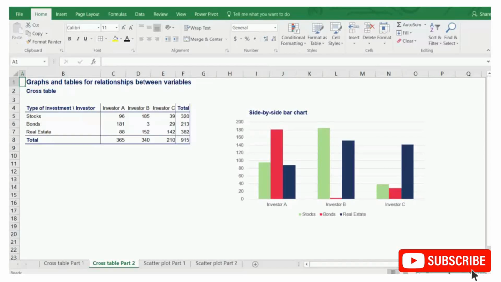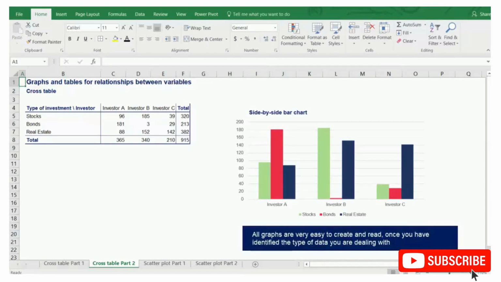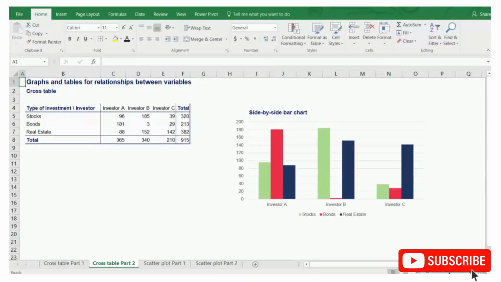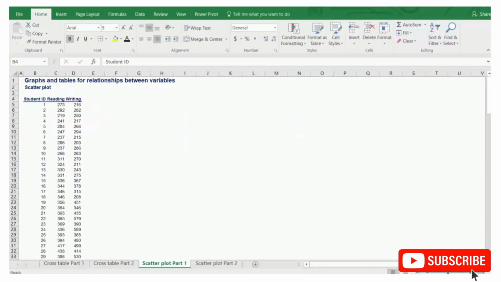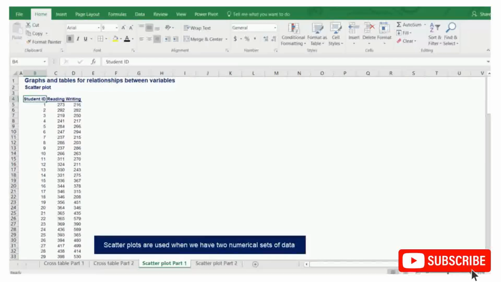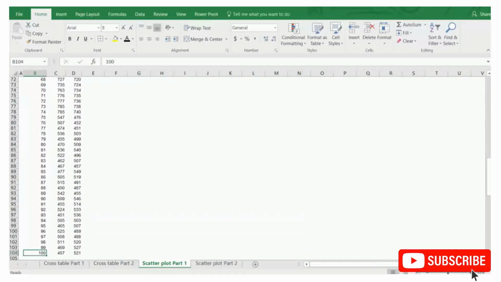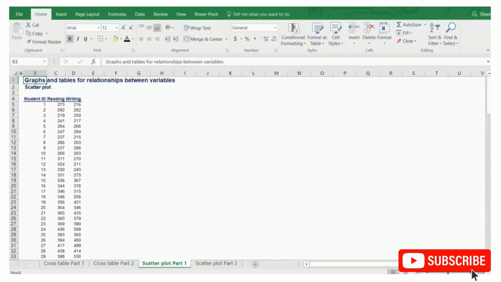Easy, right? All graphs are very easy to create and read once you have identified the type of data you are dealing with and decided on the best way to visualize it. Finally, we would like to conclude with a very important graph, the scatter plot. This is used when representing 2 numerical sets of data. For this example, we have gathered the reading and writing SAT scores of 100 individuals. Let me first show you the graph before analyzing it.